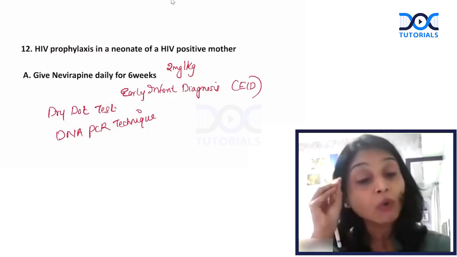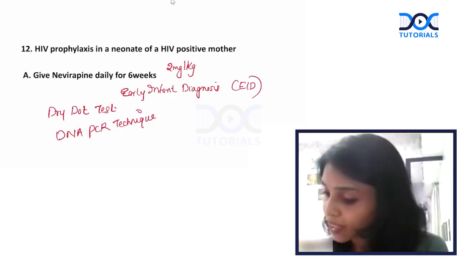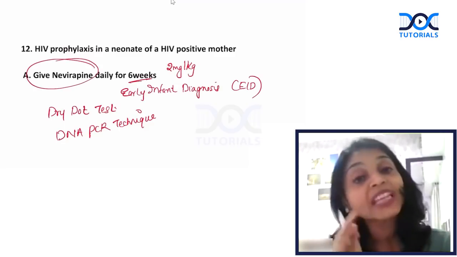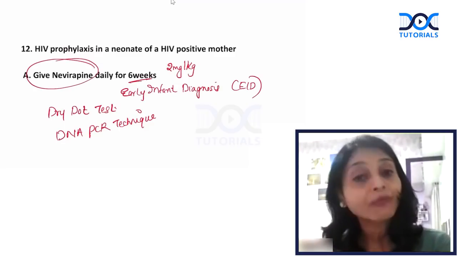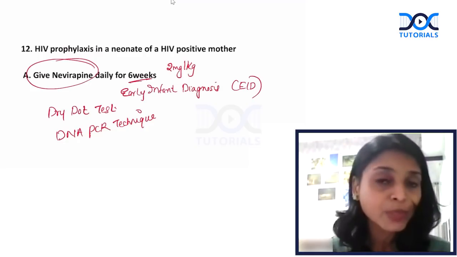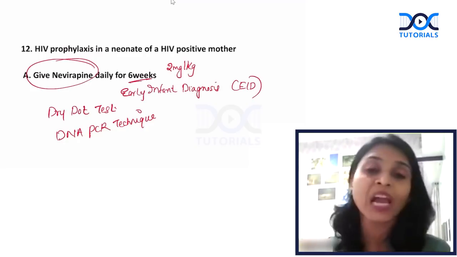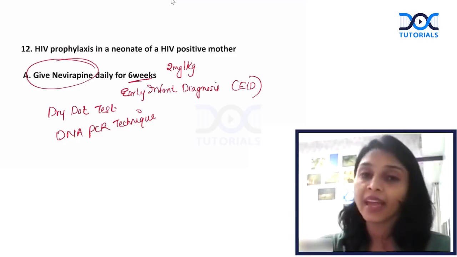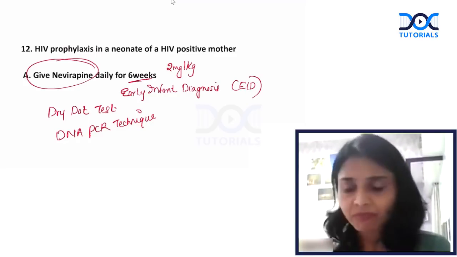And if the child is found to be positive at the end of 6 weeks, then you have to start pediatric ART and not nevirapine. Nevirapine is given as prophylaxis. Hope I am clear. So it is given up to 6 weeks usually. After that, as per the diagnosis, you can either give pediatric ART, or you can stop.